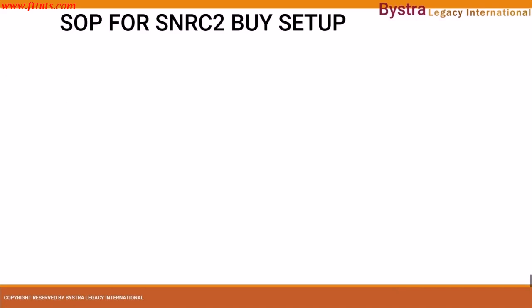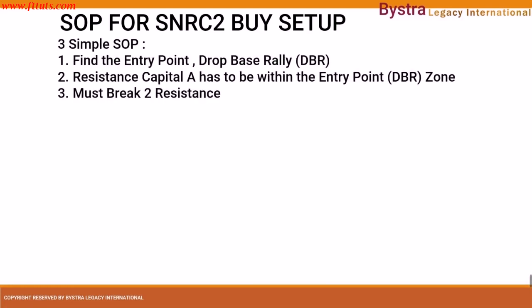For the SNRC2 SOP, there will be 3 steps only, whereas the SNRC1 has only 2. So what are the 3? First, we have to find the entry point, which is the drop base rally. Second, this capital A has to be within the entry point zone. This is very important. With these two, then we can identify the next one, which is to break through resistance.